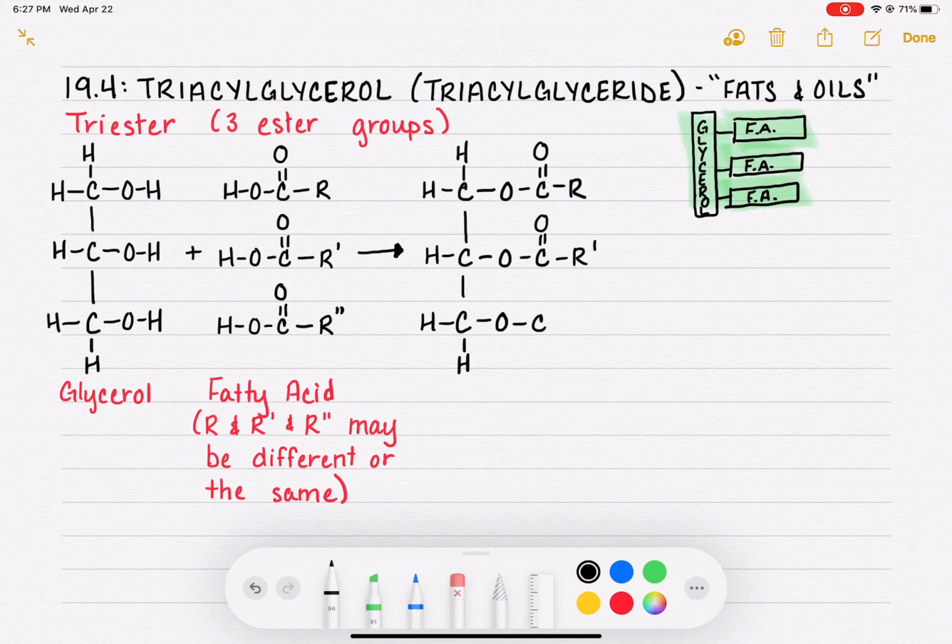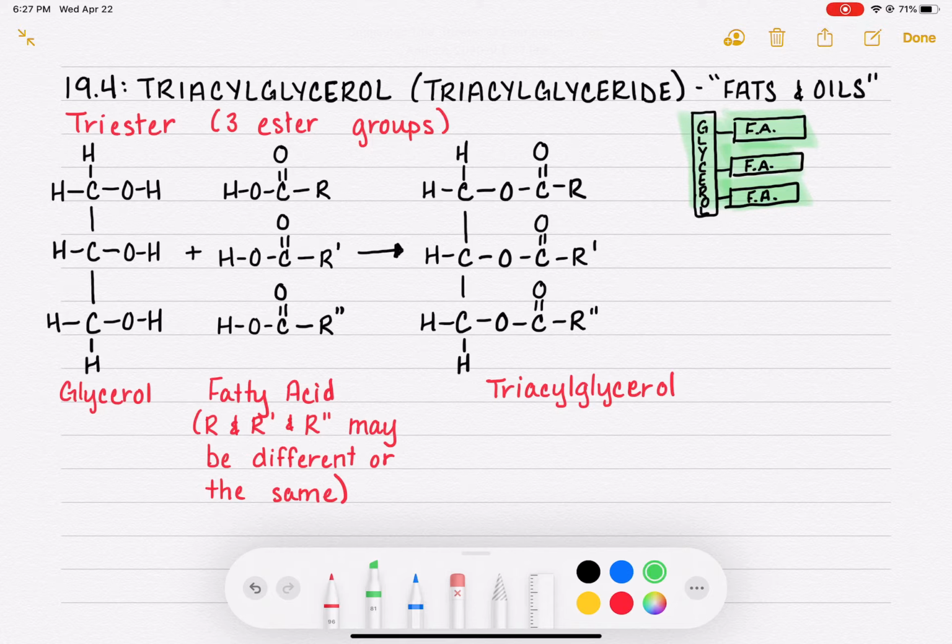If this looks familiar to you, you have seen this reaction, esterification, reacting a carboxylic acid with an alcohol. If it doesn't look familiar to you because you've purged it from your brain, that is totally okay. So this is our triacylglycerol or triacylglyceride.